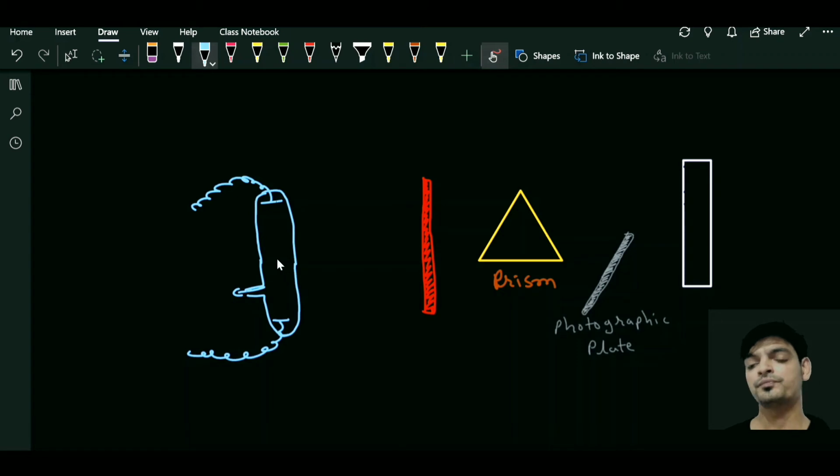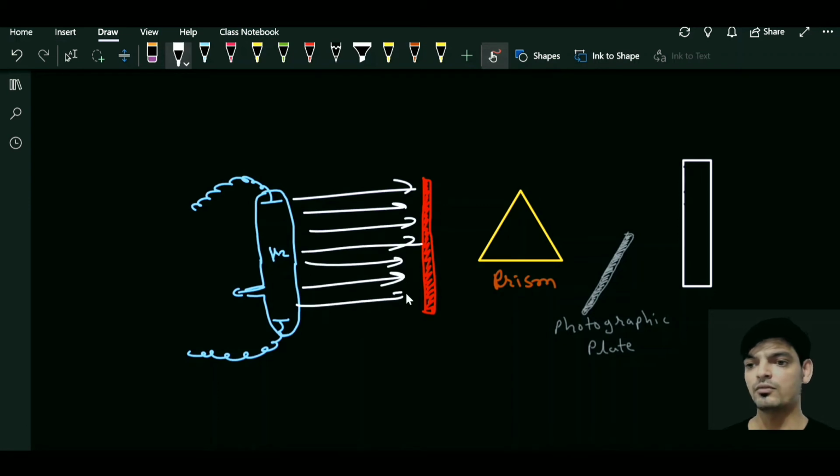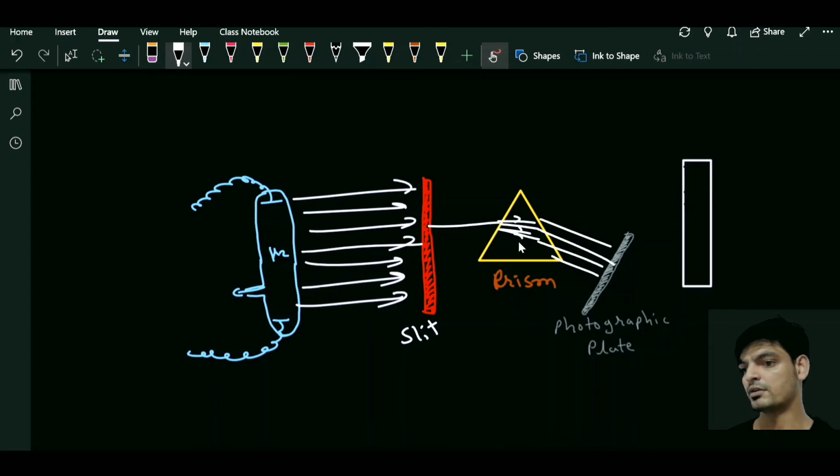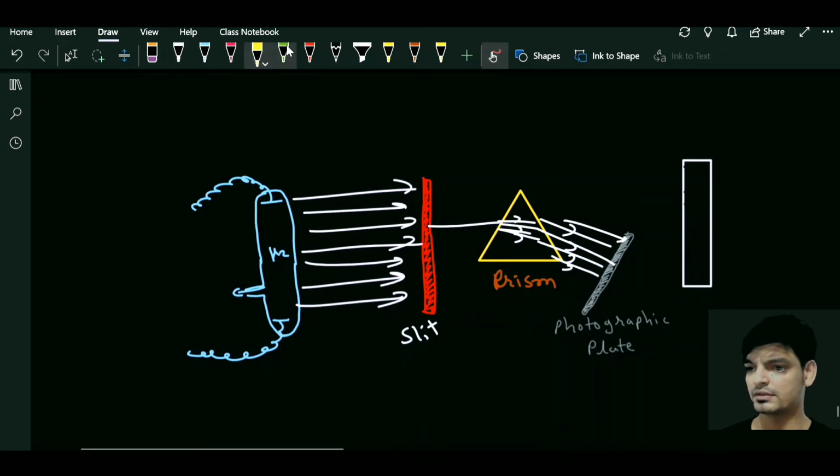Suppose we have taken a gas, hydrogen gas. When we apply a high voltage, a particular radiation will come from this electric discharge tube. This radiation we apply to the spectroscope. Now this is a slit. When this radiation passes through the slit, it will give particular lines. Again we get particular lines on the photographic plate, and these lines are like this. Somewhere there are yellow lines, somewhere red lines.